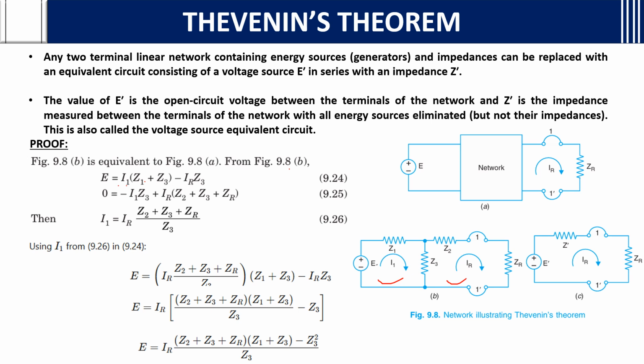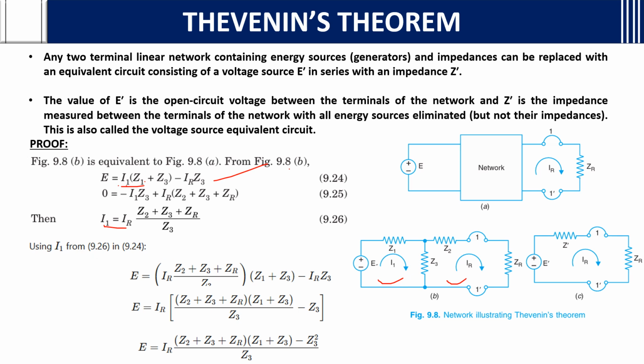If you don't know how to write mesh equations using KVL, please watch my video already uploaded on YouTube, that is mesh analysis. If you see that, you will understand how these equations have come. Then from this you can take out the I1 value. I1 equals IR into Z2 plus Z3 plus ZR, by Z3. From equation 9.25 we got this. By taking that I1 value, we substitute it in equation 9.24.